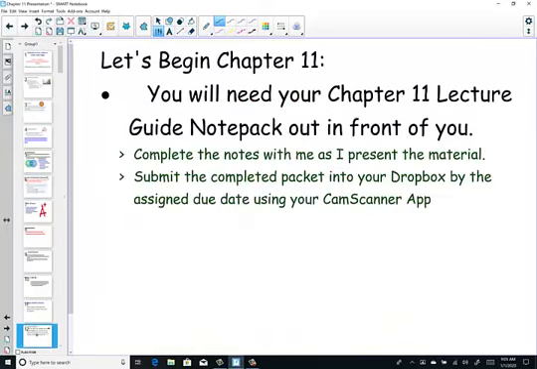Keep in mind, as we begin Chapter 11 in our first chapter together, you will need your Chapter 11 lecture guide note pack printed out in front of you. We will complete that together as I deliver my lessons. So the notes are complementary to the slideshow that you are going to work problems with me and present material. And when the completed packet is ready to turn in, you use your CamScanner app to turn it into a single document, a PDF form, and submit that into the Dropbox for Chapter 11's notes. So it is your job to print and complete the Chapter 11 note pack as we progress through our lessons together.